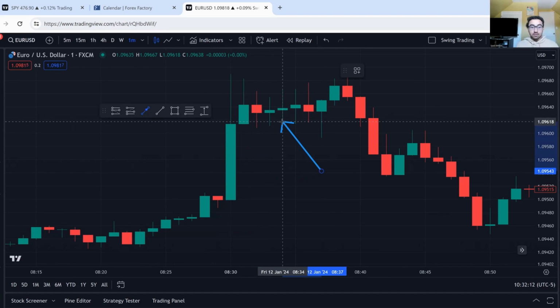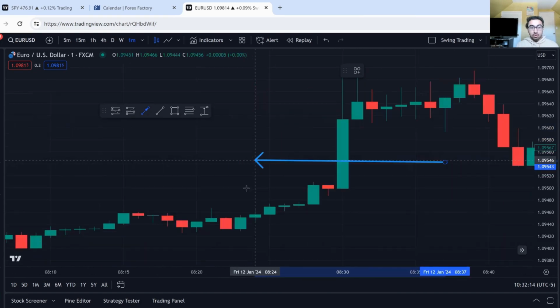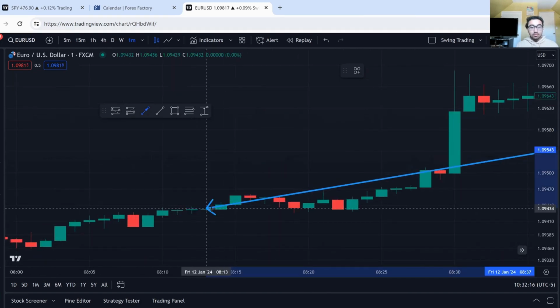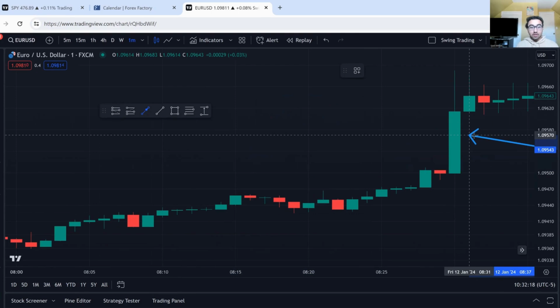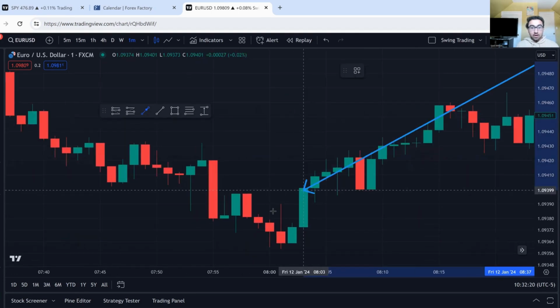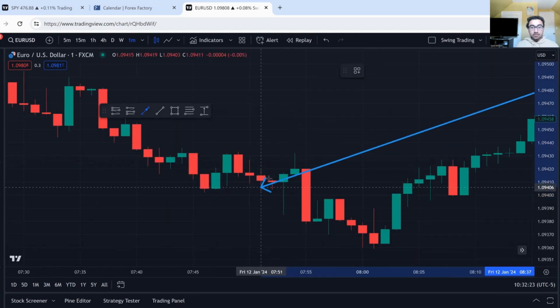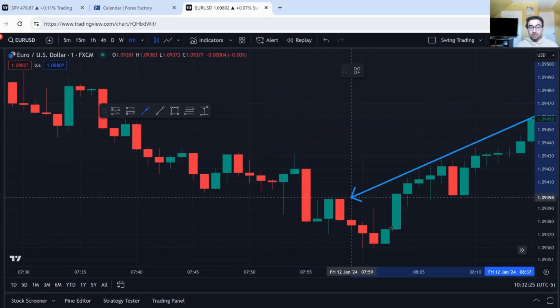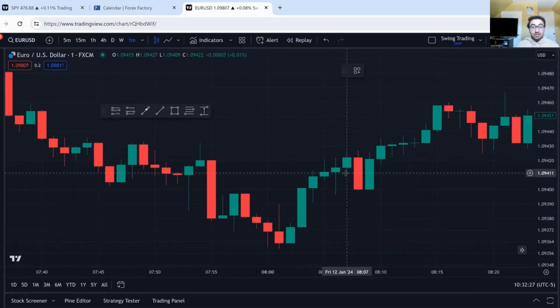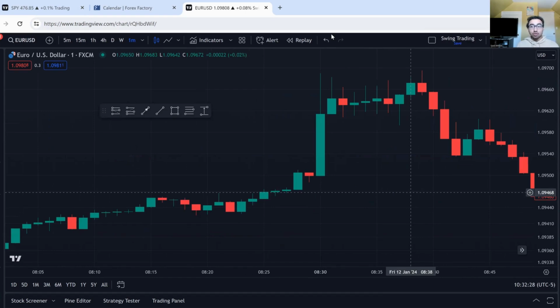Now, it's not all the time, guys. It's not 100% of the time, okay? You'll notice that there were a lot of indecision candles over here, but price still continued to the upside, okay? Again, over here, we had an indecision candle, but price still continued to the downside, okay? But still, these can give you a pretty good idea of what price is going to do.